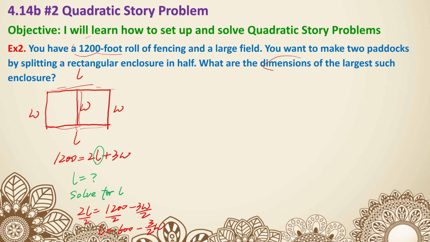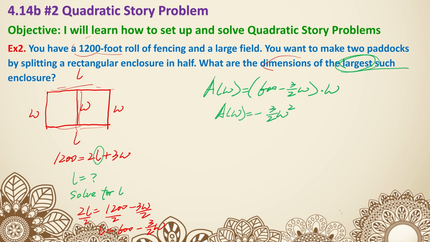I can calculate the area because we're trying to get the largest such enclosure. So we're trying to maximize the area. So the area is going to be a function of the width. And its length times width, in this case, is going to be 600 minus 3/2 W times W. Nothing else. Okay, let's open the parentheses. Going to be negative 3/2 W squared plus 600 W.